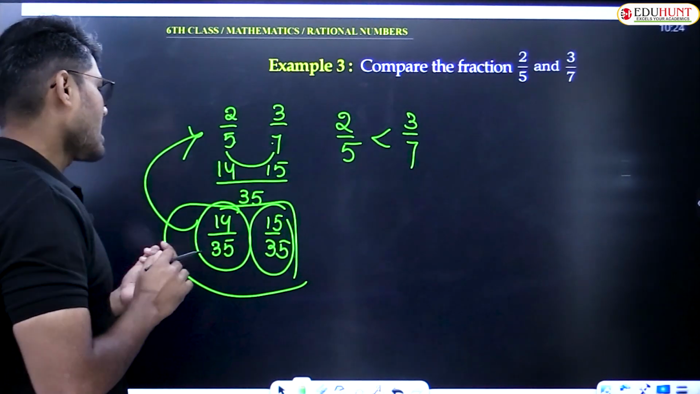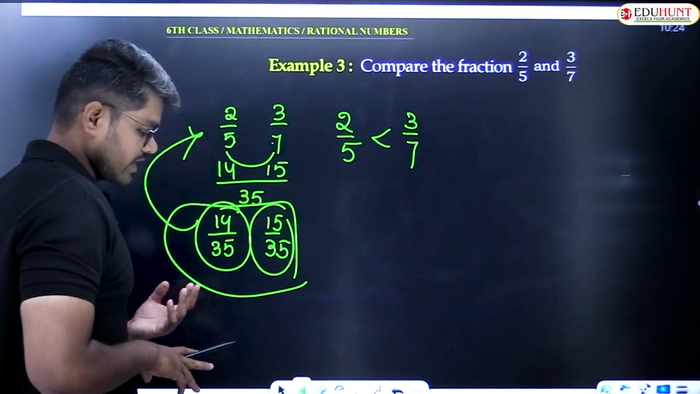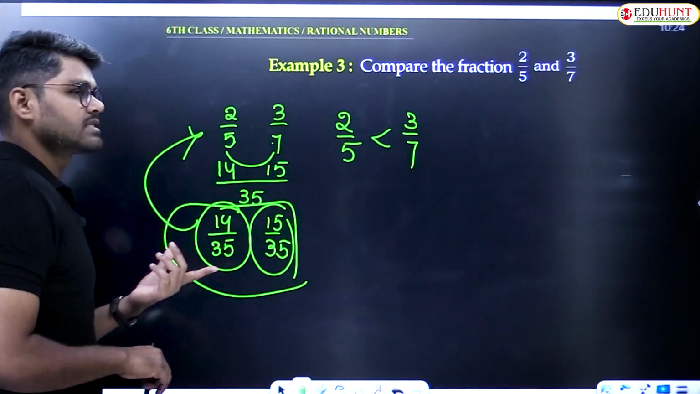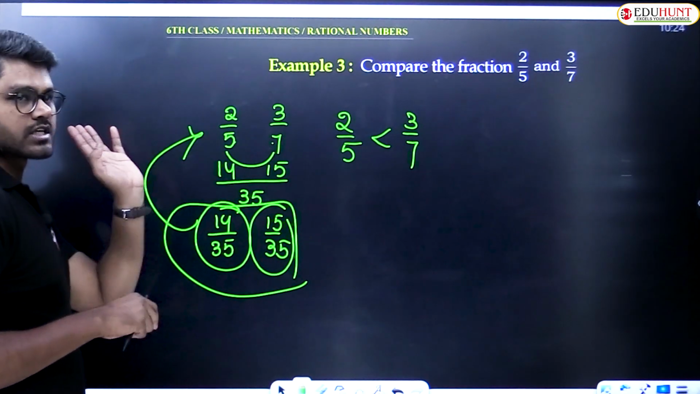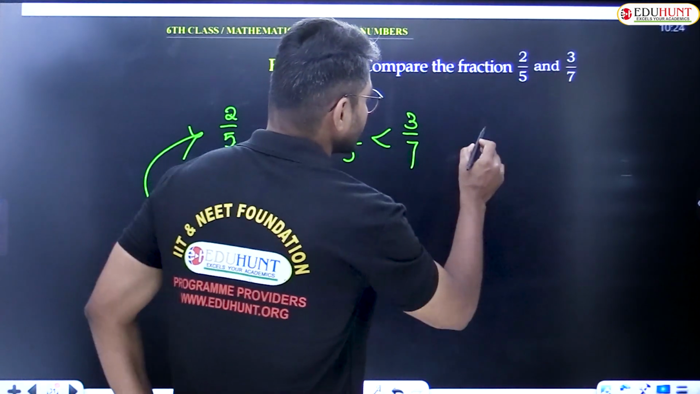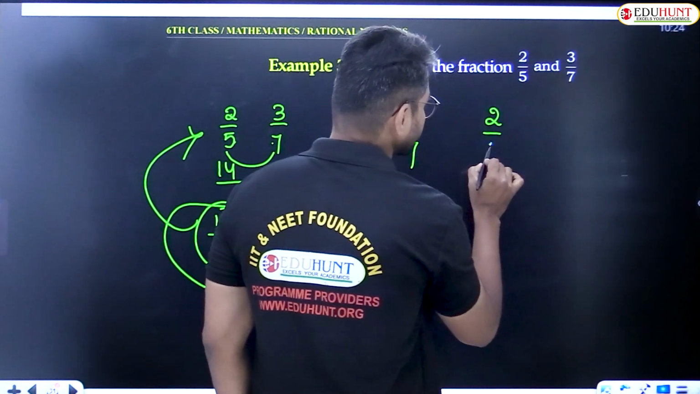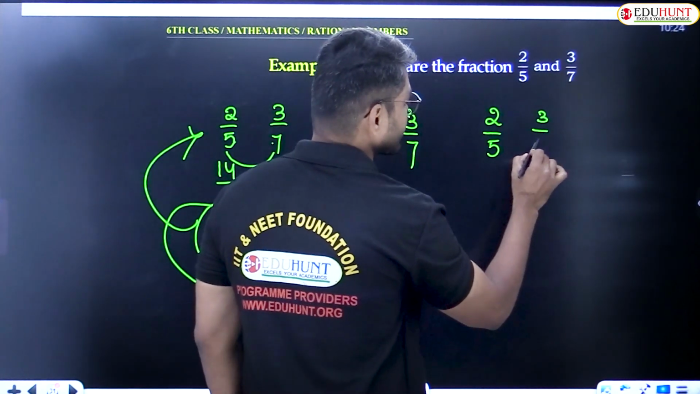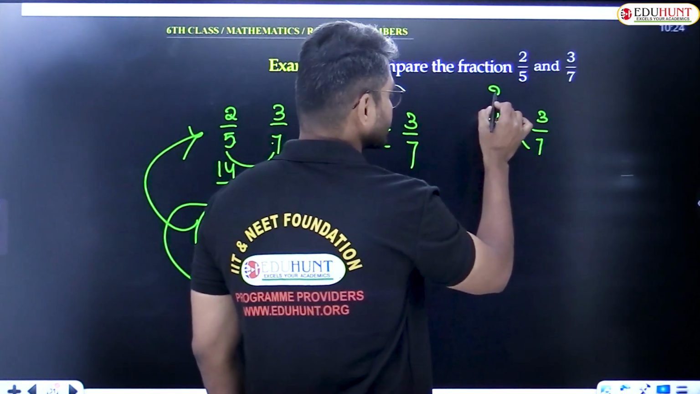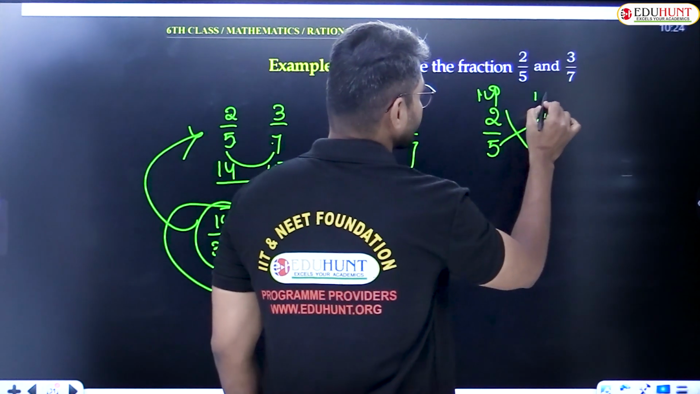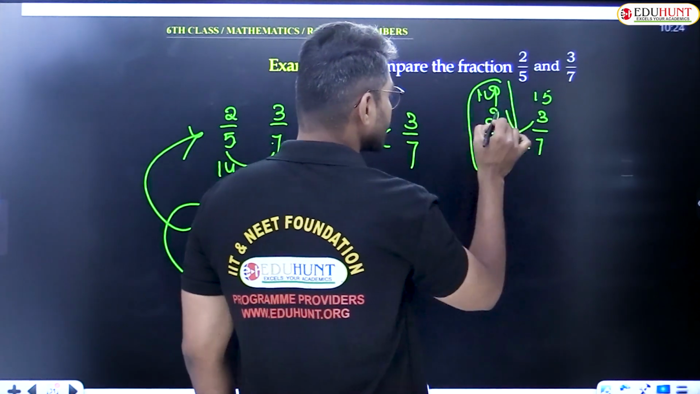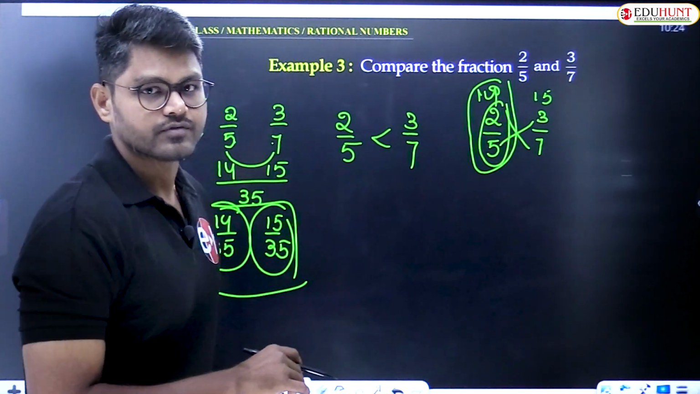Okay, right. Otherwise, directly we can solve this question by using a simple technique, cross multiplication. 2/5 and 3/7. First cross multiply. This is 14. This is 15. 14 is smaller. Therefore, this fraction is the smaller fraction.